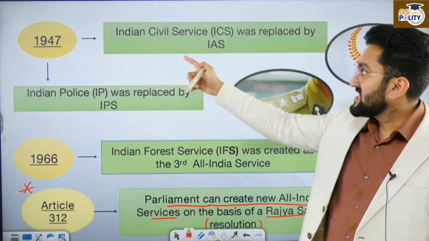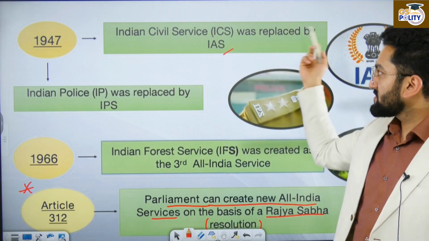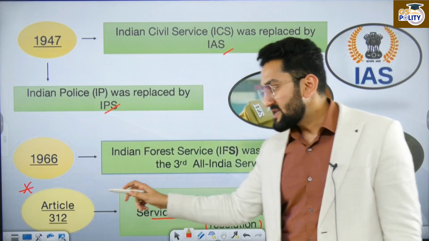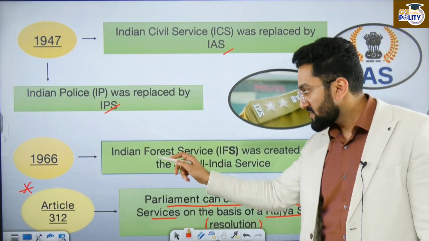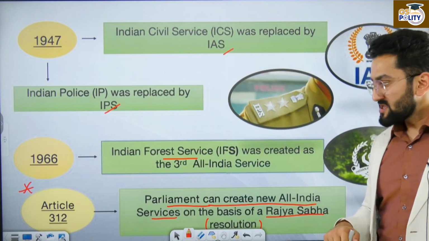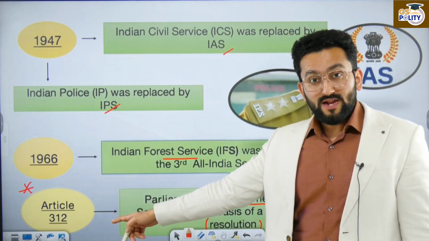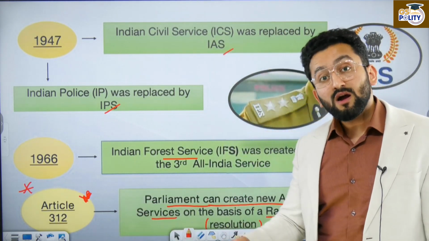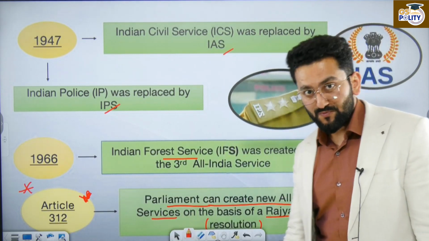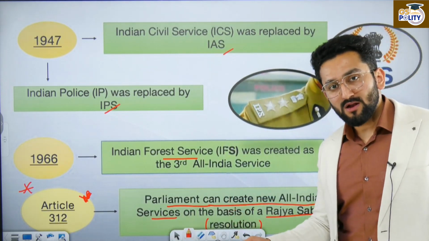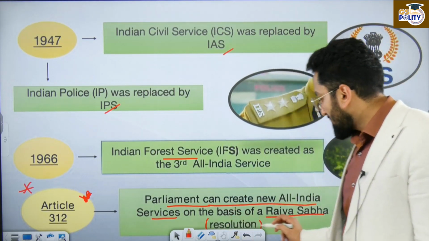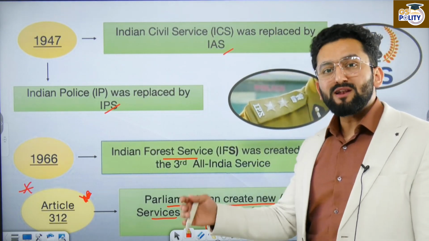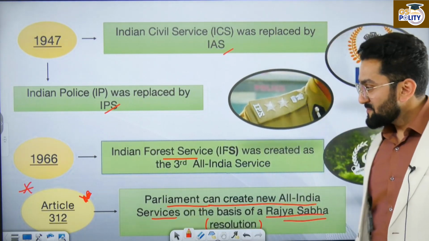So now this is just basic fact. In 1947, the Indian Civil Service, ICS, was named IAS, earlier IP, Indian Police, now named IPS. In 1966, a dedicated service for forest service. Article 312, an important article. By use of this article, Parliament can create a new All India service also. But how it can be actually created by Parliament? We need a resolution passed by Rajya Sabha for that, because we are using the word All India service, and ultimately the people in All India service have to go to state cadre, right?